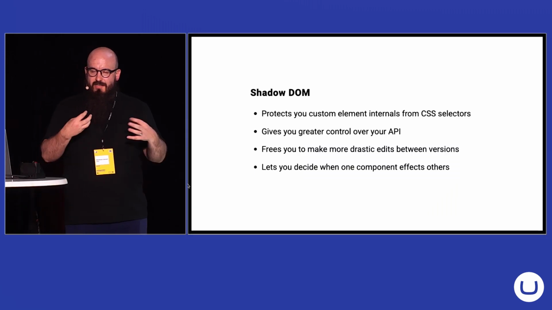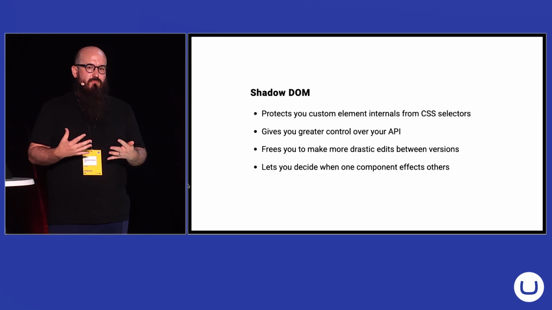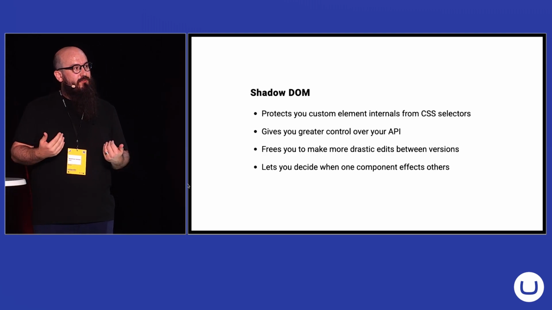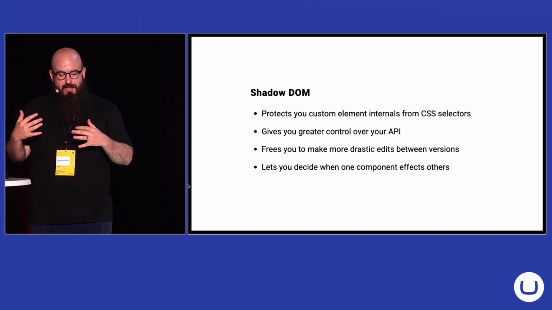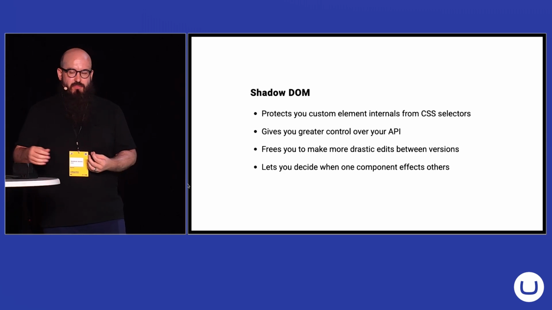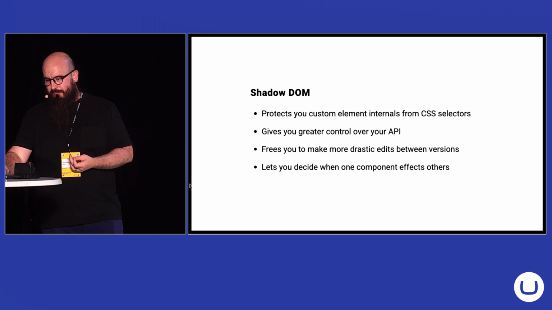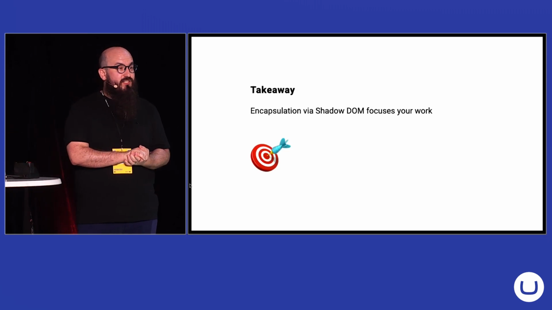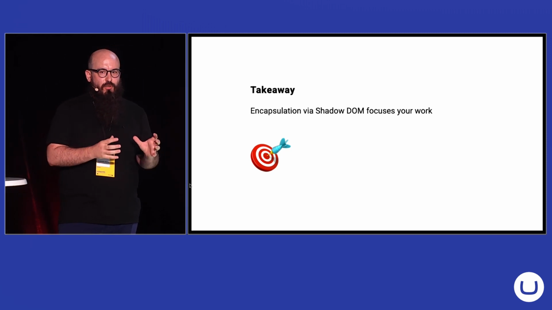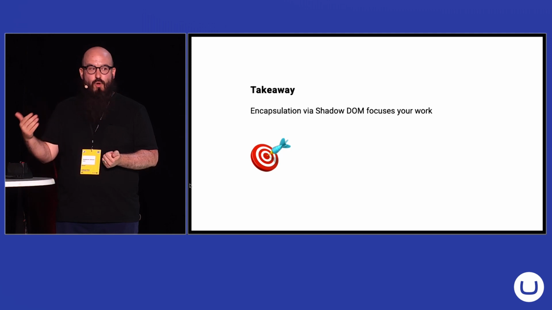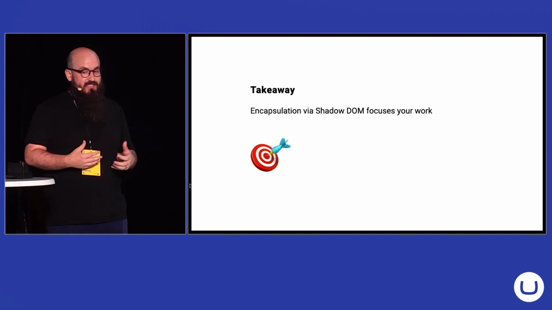This means that as we make changes to our custom elements, we can know that they're less likely to affect other custom elements or the application that they're consumed in. And it allows us to focus on when we want those custom elements to have effect in the cases that we're using them. So the takeaway here is that encapsulation via shadow root allows you to focus your work and be very specific on what you're doing and what sorts of things that work is going to have a side effect on.